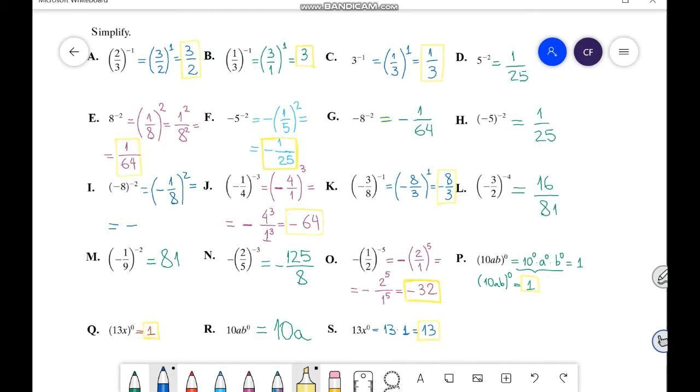Negative 1 squared over 8 squared equals over 64. Sorry, the negative sign, check it out. The negative sign is submitted to the exponent 2. So negative submitted to exponent 2 is going to get positive. Positive. So this equals 1 over 64. Yeah. That's it.